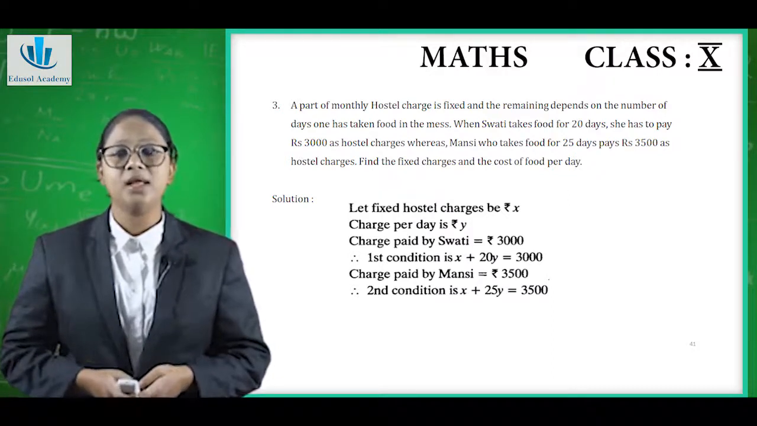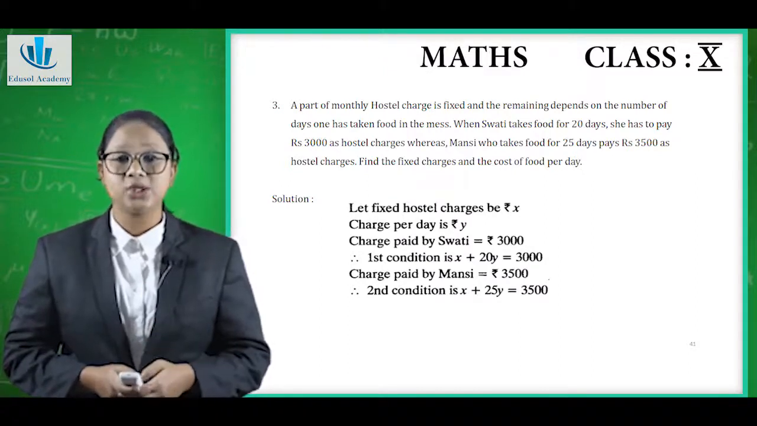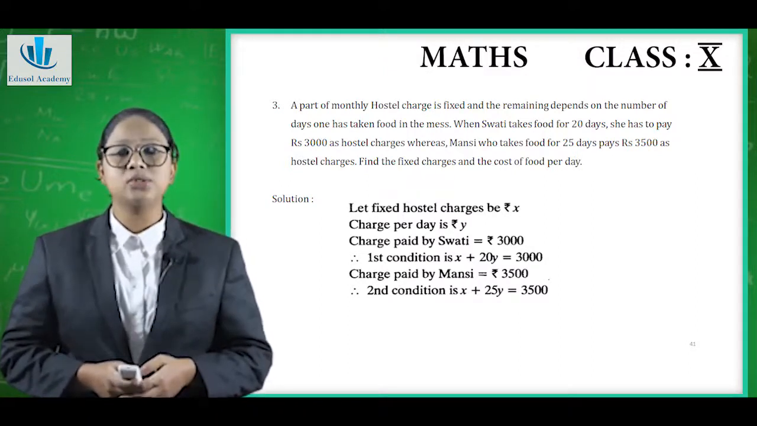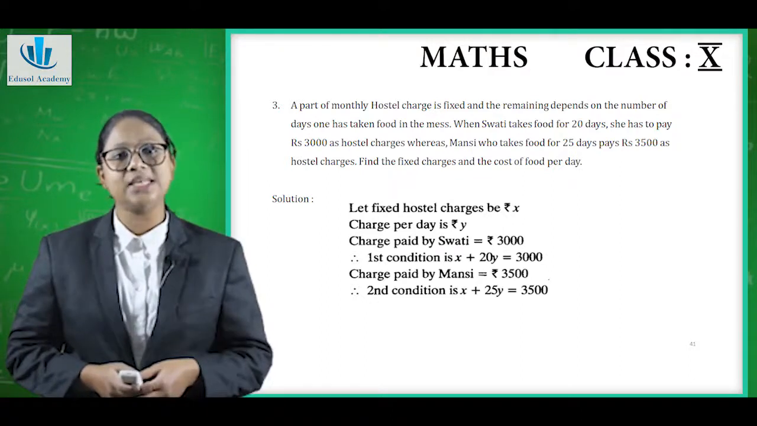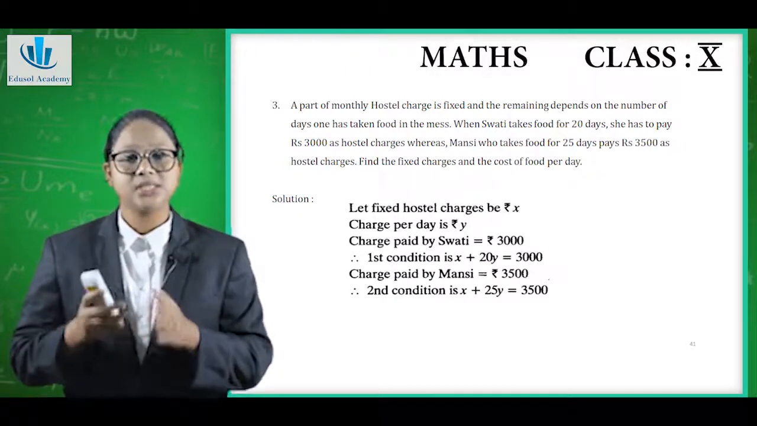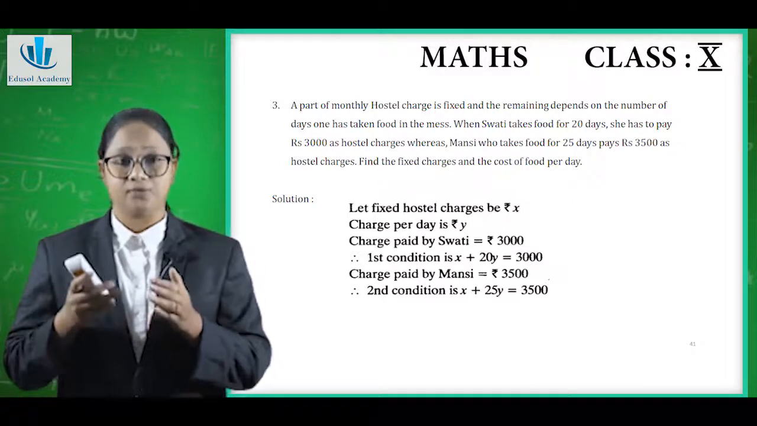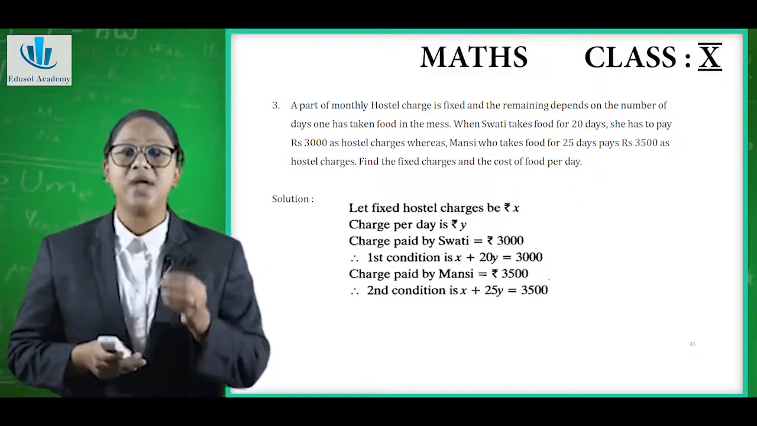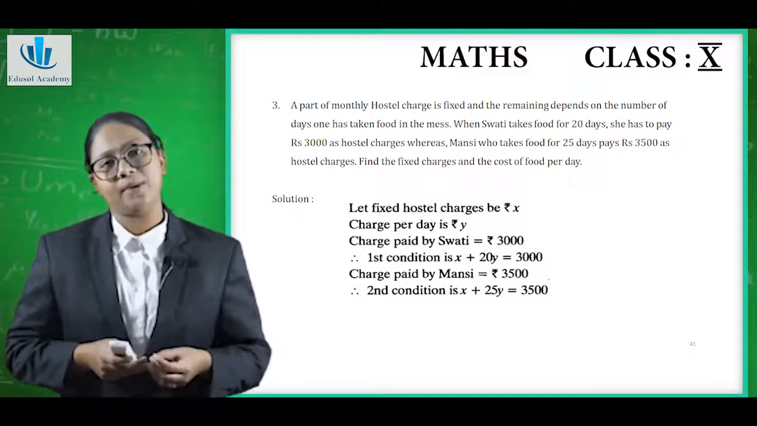So to begin with, the assumptions. Let the fixed hostel charge be X and the cost of food per day be Y. Now we'll take Swati's case. She pays rupees 3000 for 20 days. She stayed for 20 days, so she paid for 20 days food charge. So that will be 20Y because we have taken food charge per day as Y.